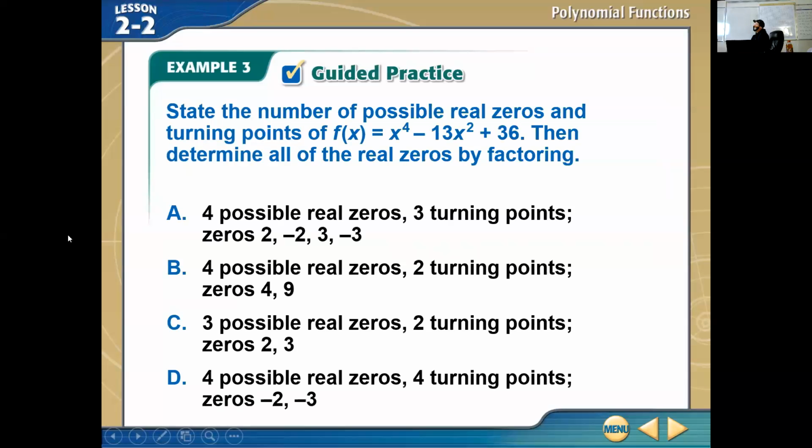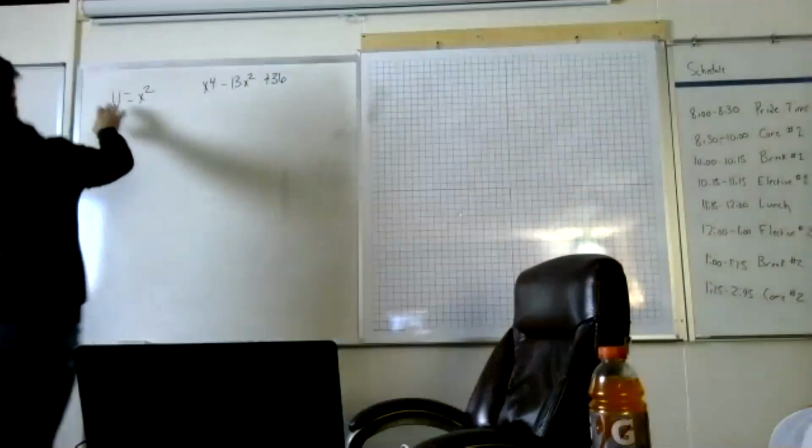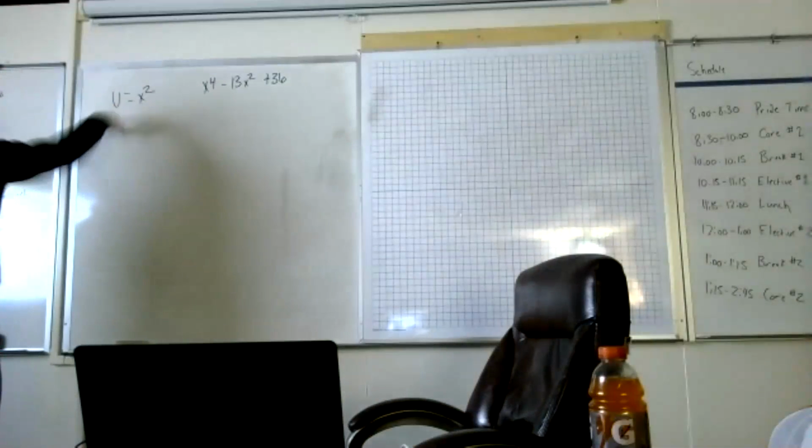So if we're looking at this, this does fit the quadratic. u is going to be equal to x squared, and once we do that, it turns into a pretty simple one. So I'll write the original equation. That's x to the fourth minus 13x squared plus 36. Like I said, in this situation, u is going to be equal to x squared.